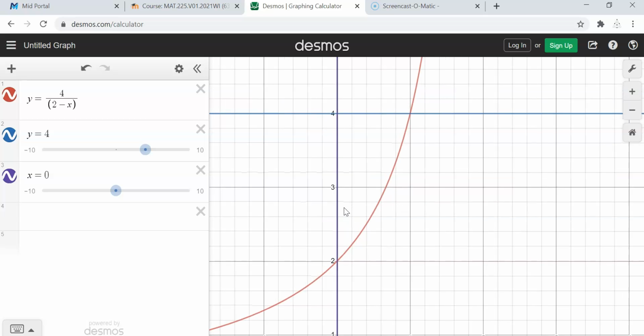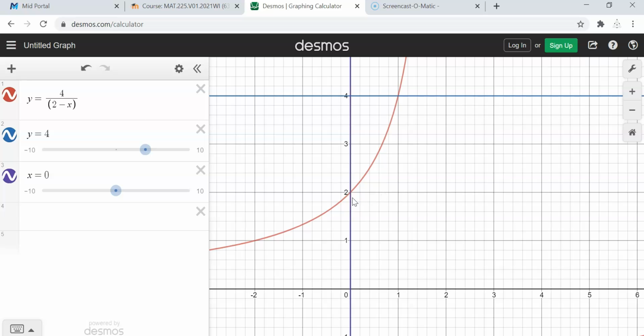We're looking at this region in here. Notice the left-hand side is x equals 0. The very top of this is y equals 4, and the bottom of this is 4 over 2 minus x.